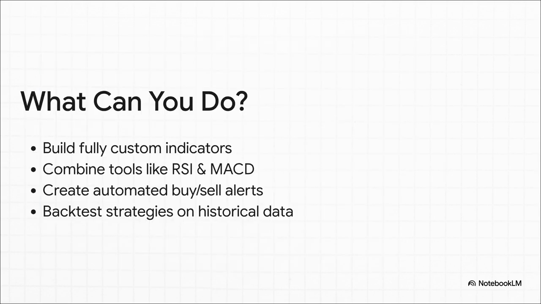And what you can do with it is pretty amazing. We're talking way beyond just changing a few colors. You can build completely custom indicators from the ground up. You could combine, say, an RSI filter with a moving average crossover to create one single powerful signal. You can even set up automated alerts that ping you the second your conditions are met. And, this is huge, you can backtest your ideas on years of historical data to see if they actually work.